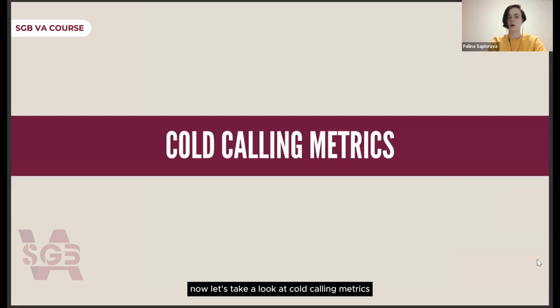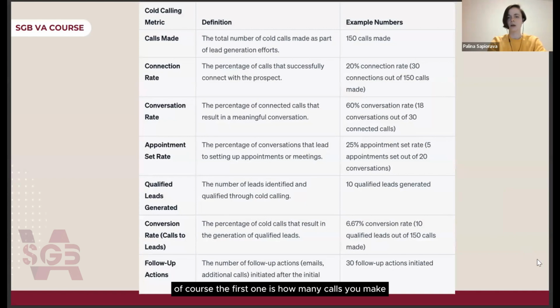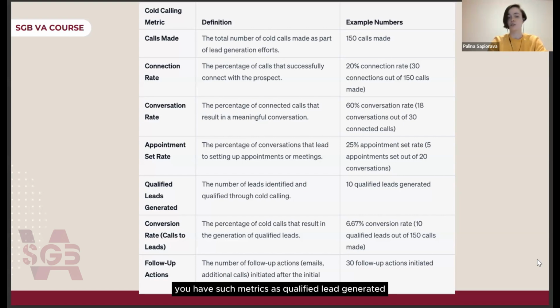Now let's take a look at cold calling metrics. Of course, the first one is how many calls you made. Then there is an important metric, the connection rate. So how many calls connected. Then, of course, you have such metrics as qualified leads generated.